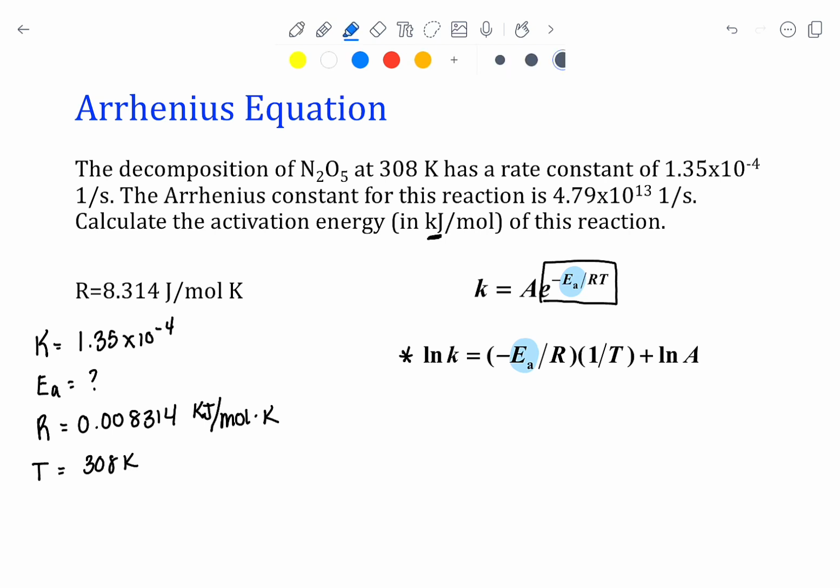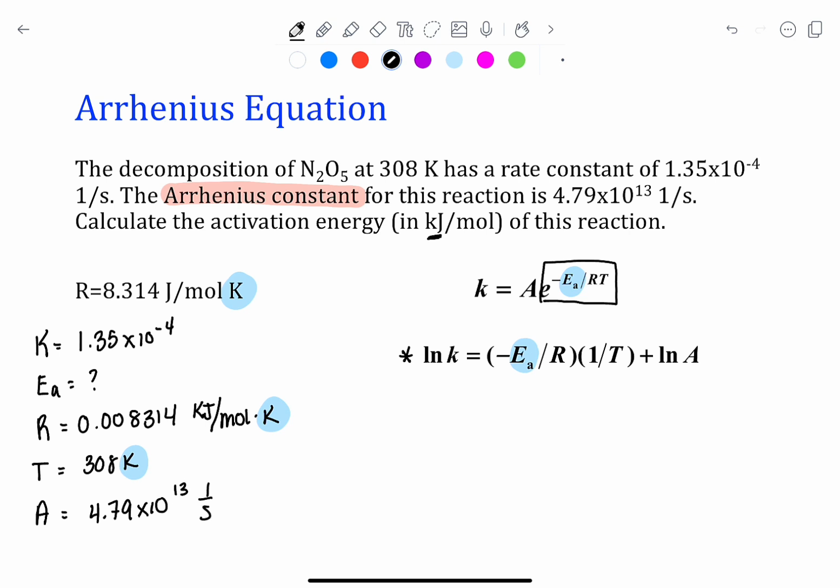Let's note here that our R has units of Kelvin, which means our temperature also has to be in Kelvin. If you're given a temperature in degrees Celsius, you are going to have to convert it using our conversion factor for Kelvin to Celsius. And finally, we have our variable A, which is the frequency factor, also called the Arrhenius constant in this problem. Books call it both or one or the other. It's all the same. And that is 4.79 times 10 to the 13 1 over seconds.